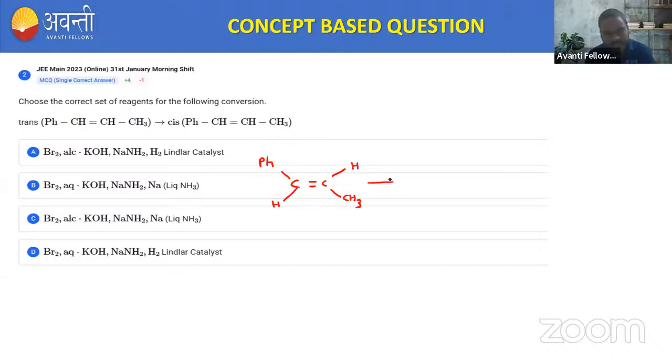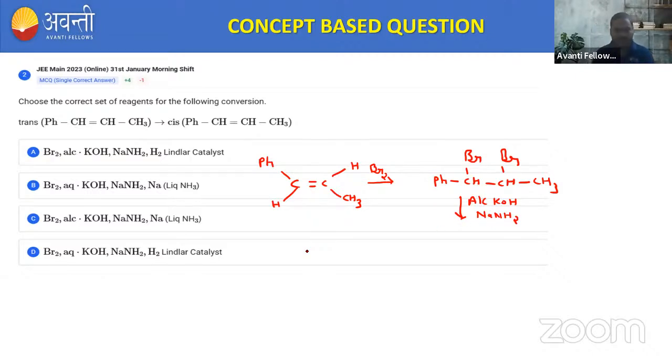Now, when it is treated with Br2, we all know what happens when an alkene is treated with Br2. This becomes Ph, CH, a Br gets attached here and one Br here, so we get the dibromo compound, and this becomes CH3. So this is a simple addition reaction with Br2. Next, when it is treated with alcoholic KOH and NaNH2, what do they form, beta? Basically they will form PhC, where we'll get a double bond or triple bond.